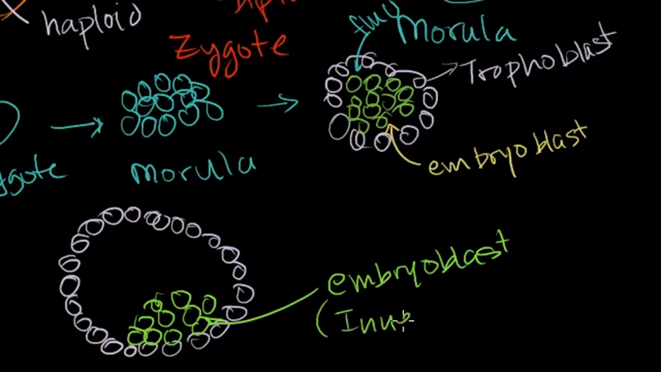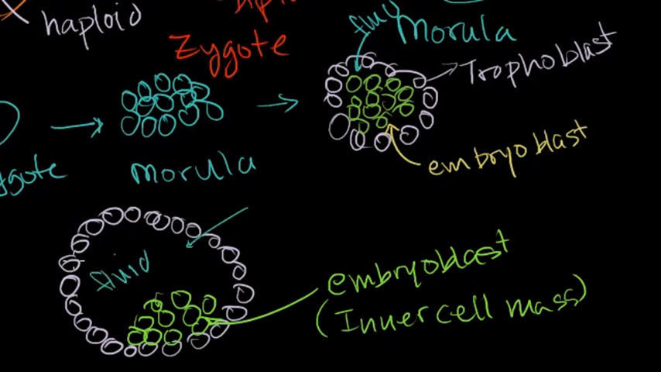Sometimes it's also called the inner cell mass. So let me write that. Inner cell mass. And this is what's going to turn into the organism. And just so you know a couple of the labels that are involved here, if we're dealing with a mammalian organism, and we are mammals, we start with a zygote, then a morula, then the cells of the morula start to differentiate into the trophoblast, which are the outside cells, and then the embryoblast. And then you have this space that forms here, and this is just fluid. It's called the blastocele.